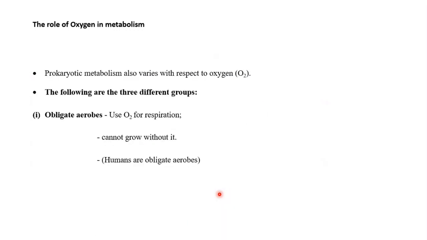And as we continue with the role of oxygen in metabolism, prokaryotic metabolism also varies with respect to oxygen. There are three different groups. These groups are obligate aerobes, which use oxygen for respiration, but they cannot grow without it. Humans are an example; we fall under this category where we use oxygen for respiration and we cannot live and cannot grow without it.